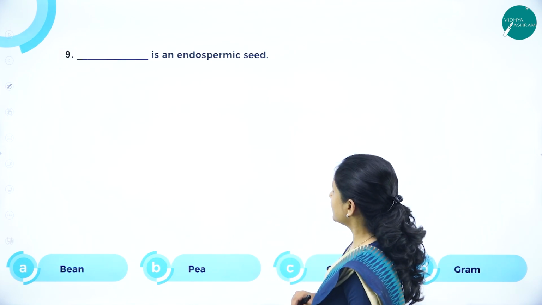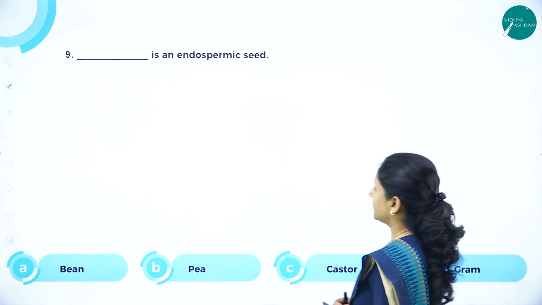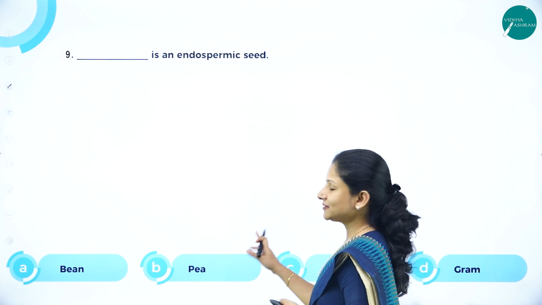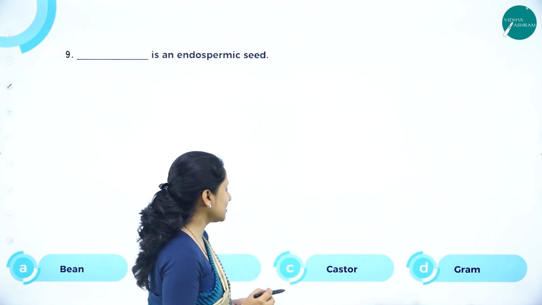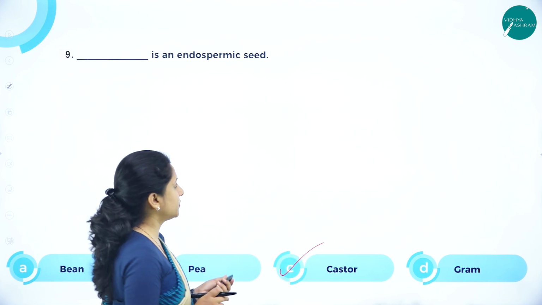Next, dash is an endospermic seed. Bean, pea, castor, gram. So, here dash is an endospermic seed. All these are dicots. In this, castor is the only seed that is endospermic. So, castor is an endospermic seed.